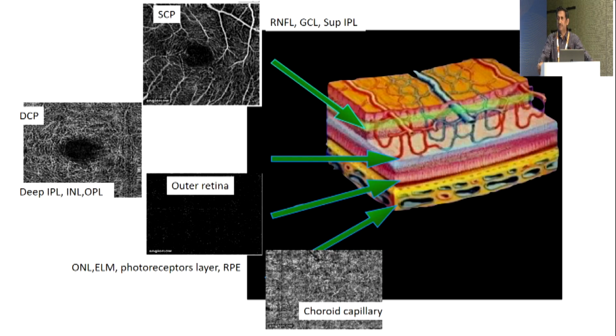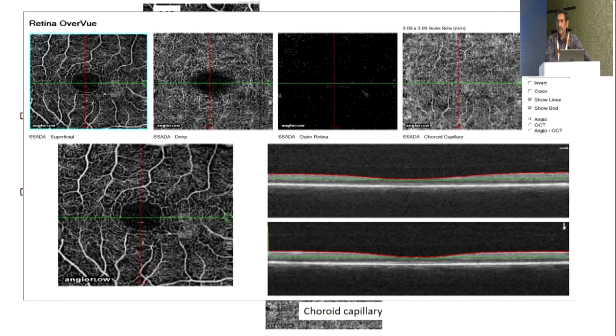So this is the way the vasculature is segmented. You get 4 layers: the superficial capillary plexus, the deep capillary plexus, the outer retina, and the choroid capillary. The outer retina usually does not have any vasculature, so any vasculature seen there is abnormal. And this is how the printout looks. You get the 4 slabs, and the OCT also is co-registered beside it. So you can get a good correlation of the level of the vasculature and what the pathology is. It gives both OCT and FFA-like features.